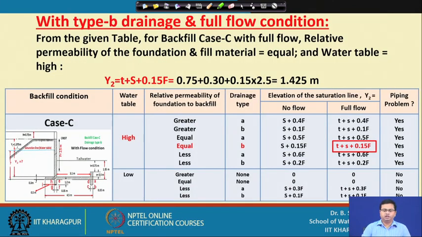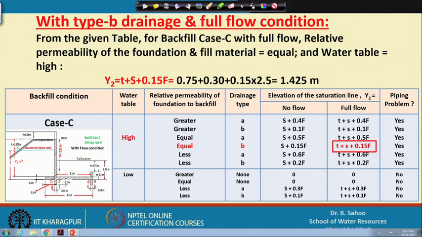This is type B drainage with the full flow condition, and for that you have to estimate the value of y 2. You can see the value of y 2 in this figure. This y 2 is the depth below the saturation water table, that is, the submerged weight of this backfill material, computed just above the apron and the saturation line. You can estimate this from the table.